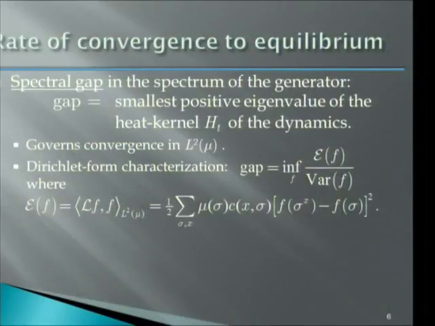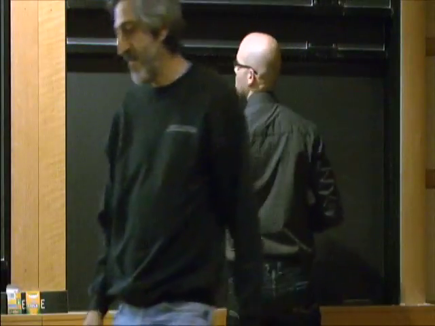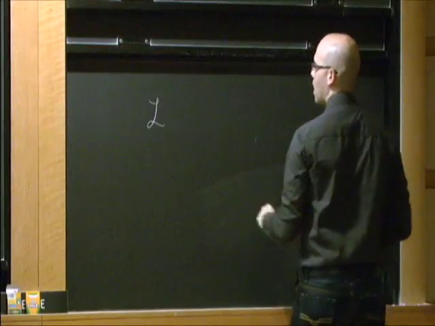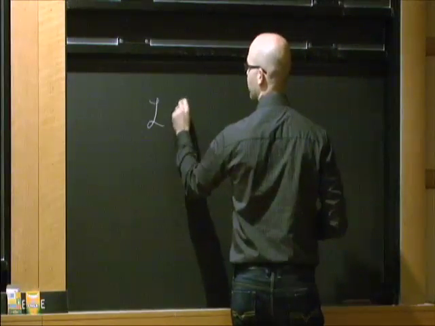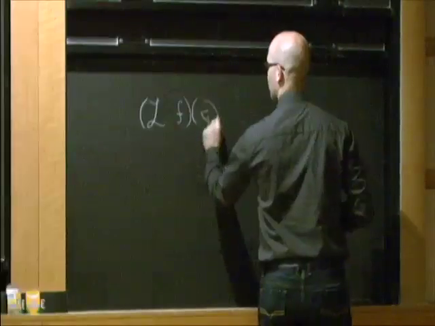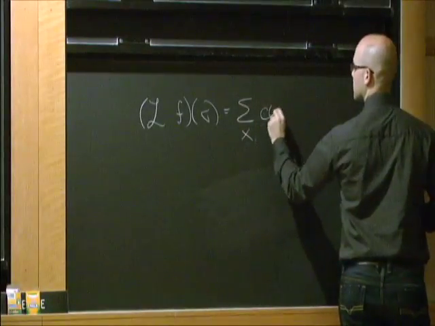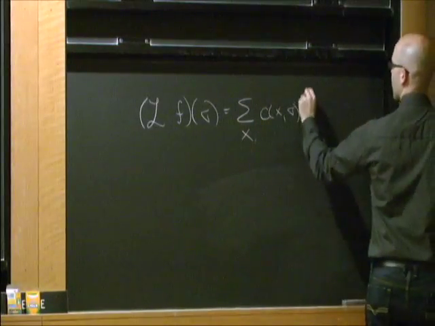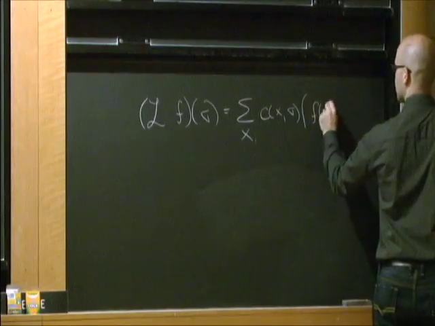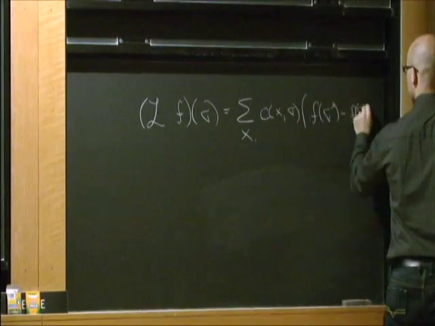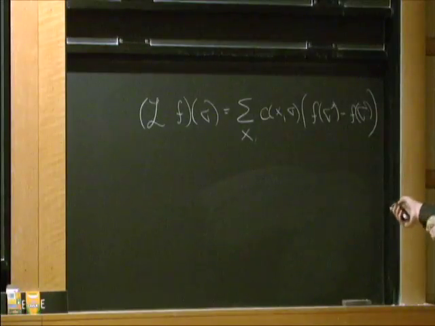I have to write this down. Lf of sigma will be just the sum over x of c_x times f of sigma^x minus f of sigma. That's it. It's a good thing because I just ran out of board.